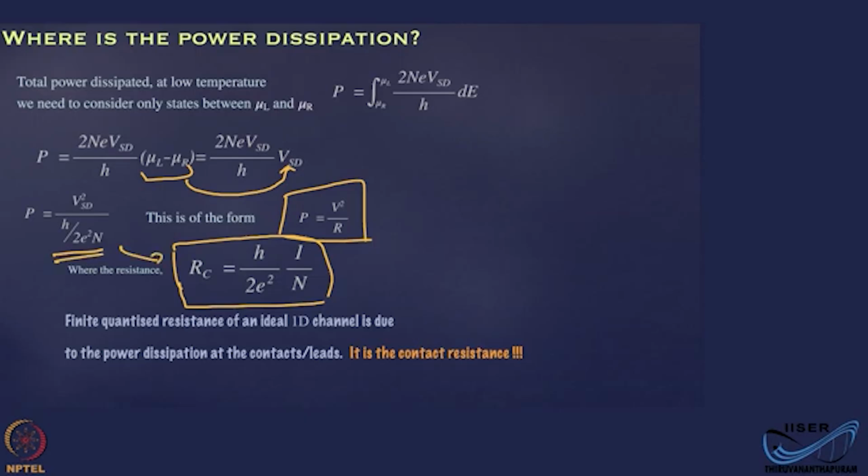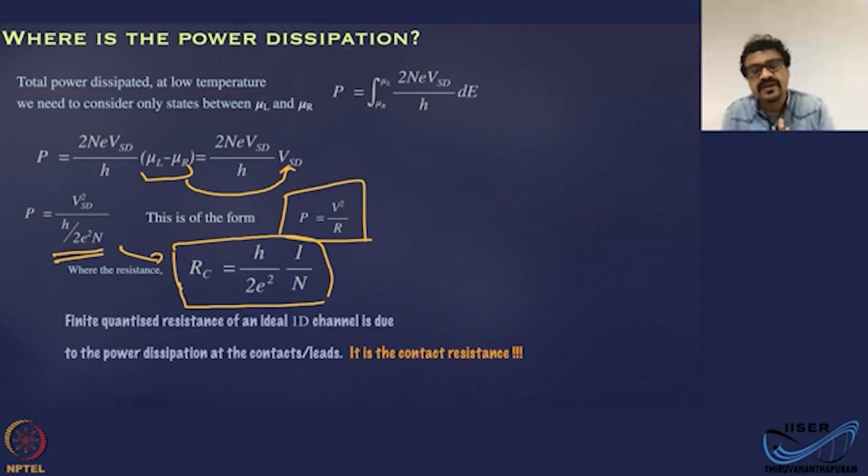What that means is that the resistance that you have attributed to the one-dimensional transport, that is h by 2e squared divided by N, where N is the number of channels, is actually the resistance corresponding to dissipation at the source and drain region. There is no dissipation in the channel, so this resistance cannot be from the channel.